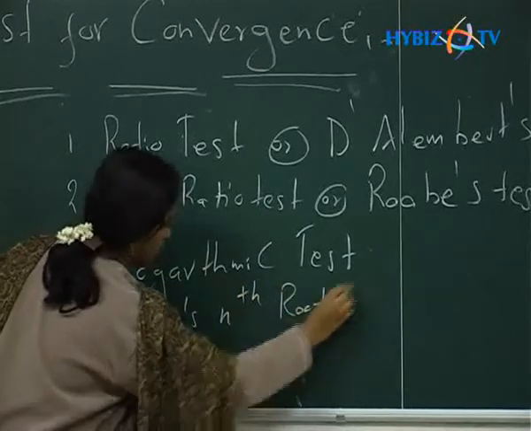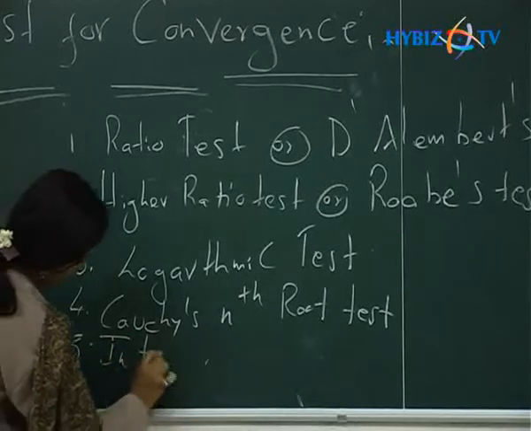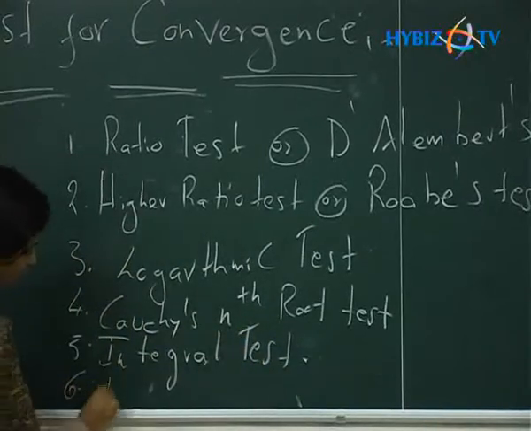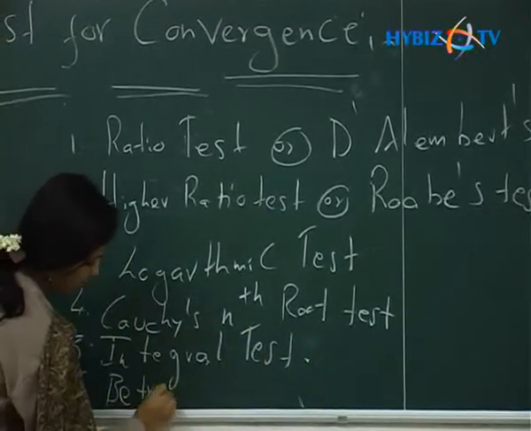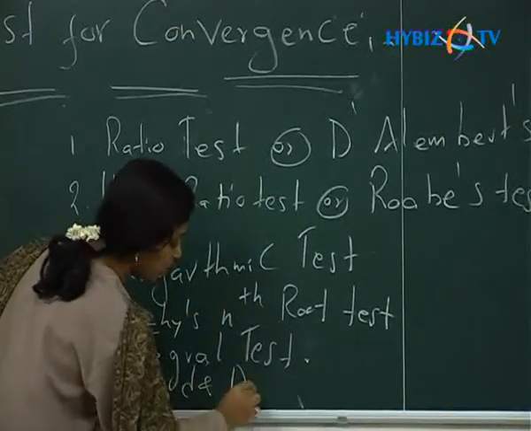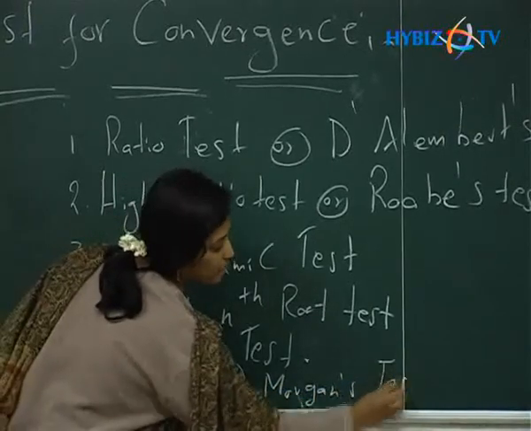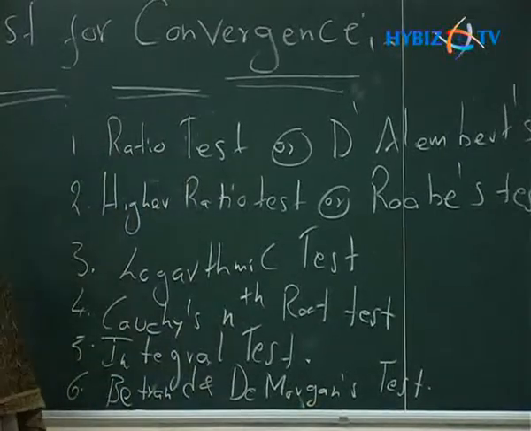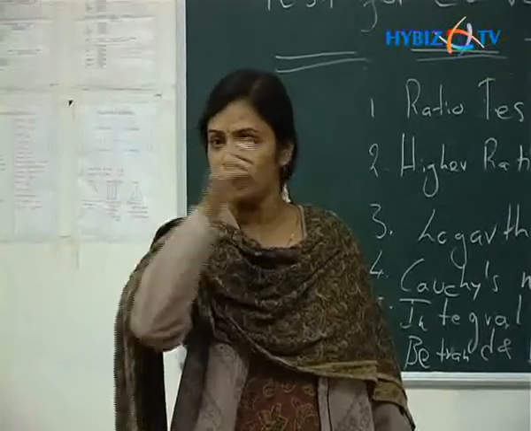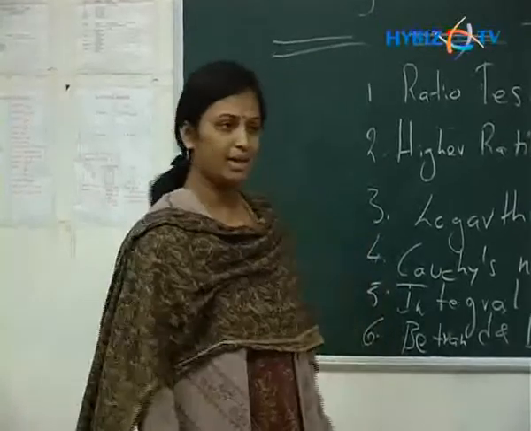And the fifth one, the integral test. And the sixth one, Bertrand. I think you have heard this one. Bertrand and De Morgan's, or De Morgan's Bertrand. Have you heard? You have heard only the theorem, De Morgan's and Bertrand test or theorem. But here you are going to apply the De Morgan's or Bertrand De Morgan test.